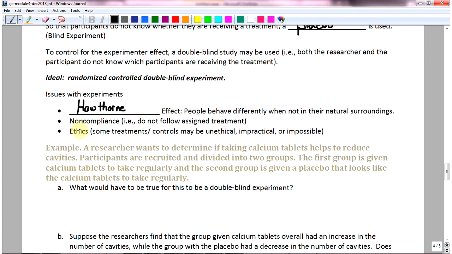Also, there could be ethical issues with experiments. Some treatments might be unethical. The use of a control group may not be reasonable, or it could be impractical or impossible.